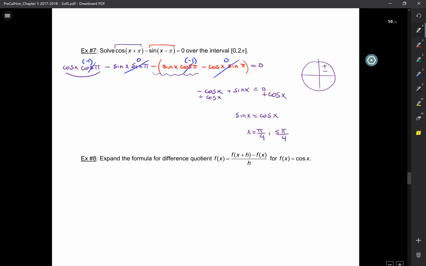Okay, so in the first quadrant, sine and cosine are both positive. In the third quadrant, sine and cosine are both negative. In the second quadrant, sine is positive, cosine is negative, so that does not work, and it does not work there either. All right, so it works in the first and the third quadrant.